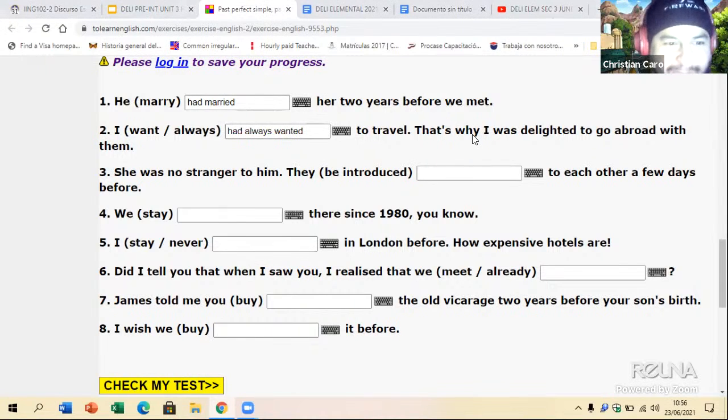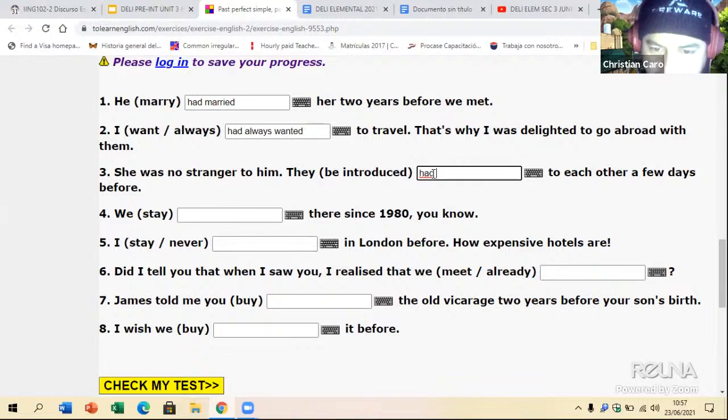So, number 3. It says she was no stranger to him. They introduced. Remember that this is like the case of como se habían conocido, se los habían presentado, right? To each other a few days before. She was no stranger to him. They to each other a few days ago. The simple past was already used, so it's definitely a past perfect, simple or continuous. But the first thing always is the auxiliary. So they had. In that case there's no doubt. It will always be had.